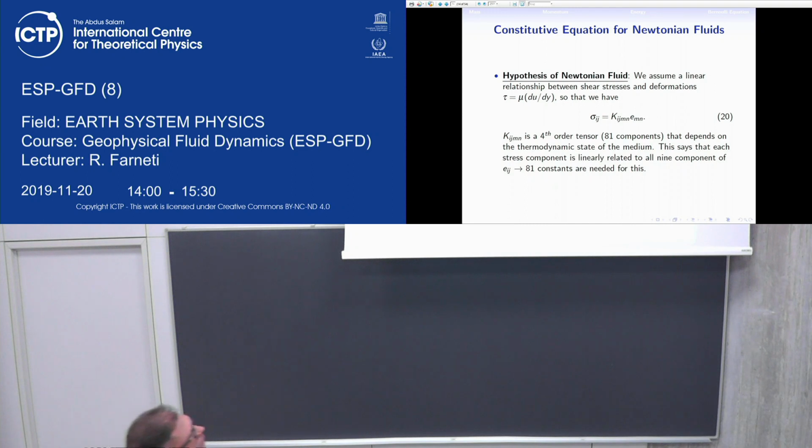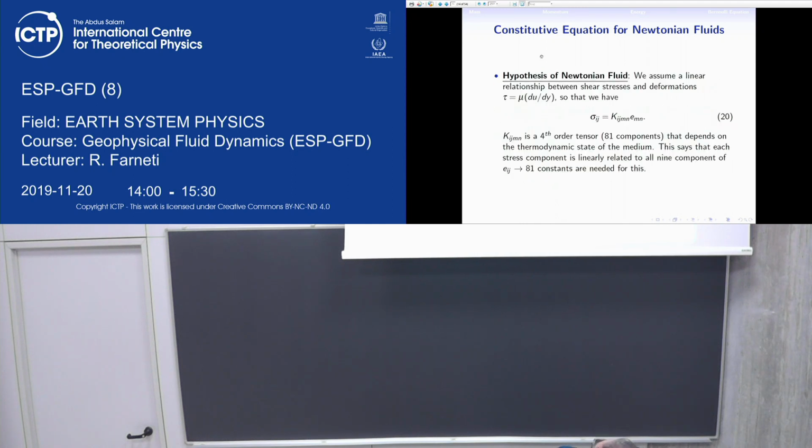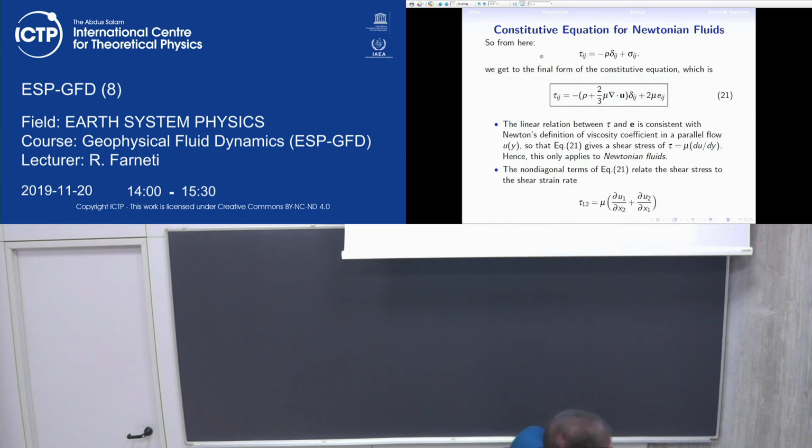Then we did a few hypotheses and assumptions. We went fast in this because it's not particularly interesting how you reach the result, but you go from 81 components of that fourth order tensor kappa down to one. Okay. So that tensor tau is a static component or a normal component, minus p Kronecker delta, plus the deviatoric stress tensor sigma. And by using the constitutive equation for a Newtonian fluid, we reach that. Okay, all those terms. And you have those two terms with the viscosity.